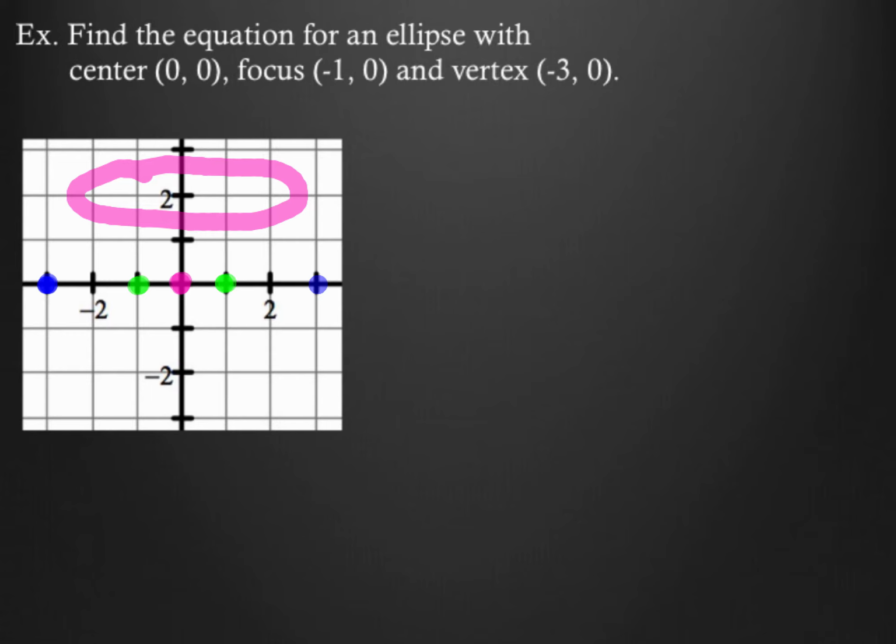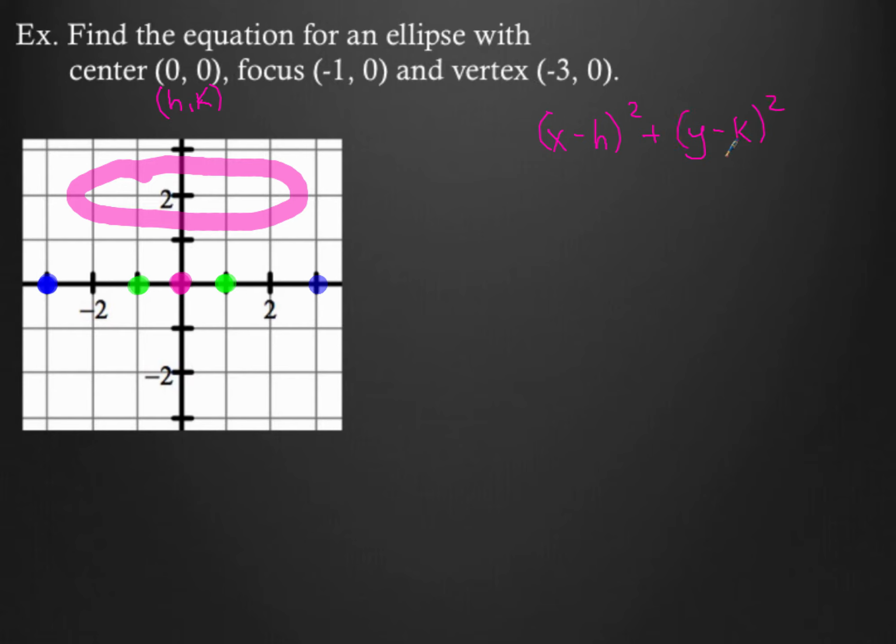Now what I'm going to do is start to put together the equation. Now I know for the (h, k) part, that is coming from the center. Now generally we have (x - h) squared plus (y - k) squared.